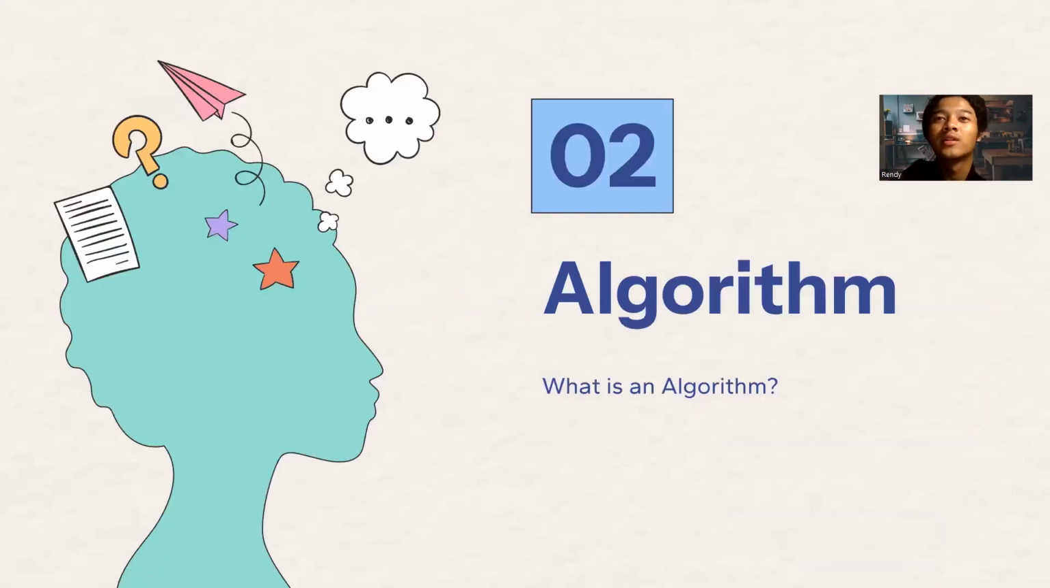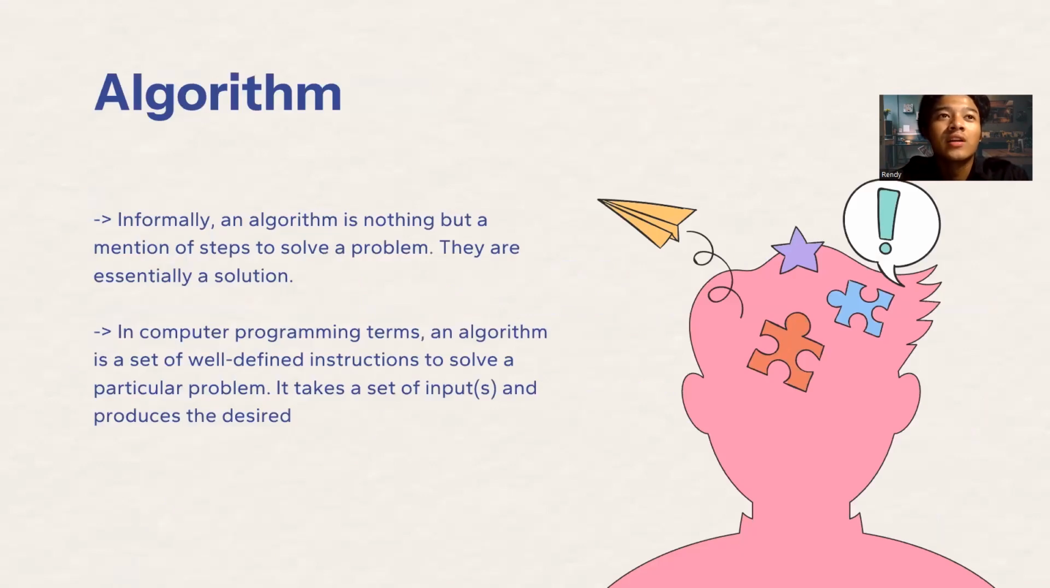So I will explain about algorithms. What is an algorithm? Informally, an algorithm is nothing but a mention of steps to solve a problem. They are essentially solutions. In computer programming terms, an algorithm is a set of well-defined instructions to solve a particular problem. It takes a set of inputs and produces the desired output. So it's all about solving a problem.